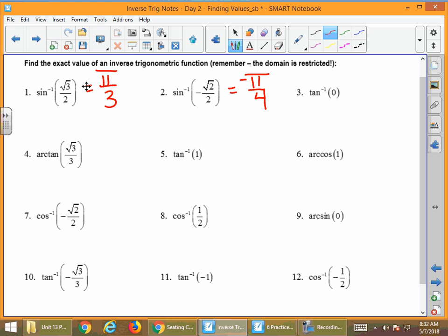And then we get to tangent, our weakness. That's the one I think you should go back and study some more. But tangent of 0, at least we talked about it in our notes of day 1. What angle of tangent has a value of 0? It's still 0.